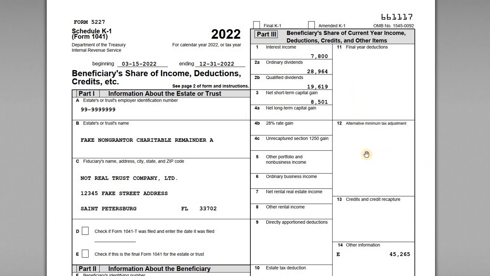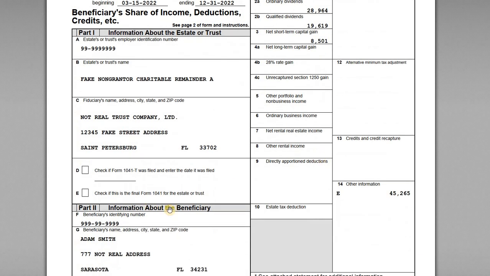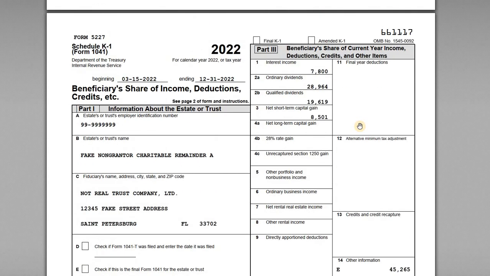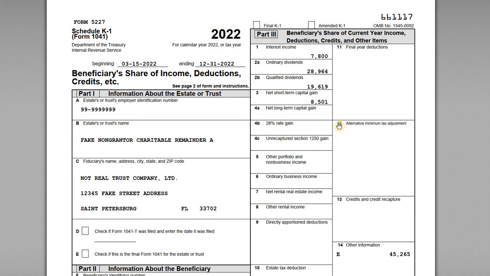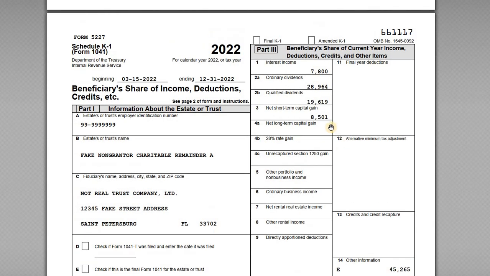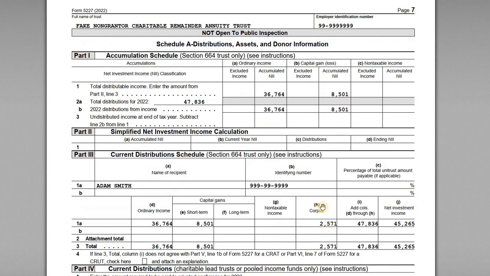That's the total amount of income allocated to Adam for the year, the amount he needs to report on his personal return. The return of principal amount is just a return of principal, so it's reported on the 5227. That's basically free cash for Adam, cash that he doesn't have to reflect in his current income for the year.